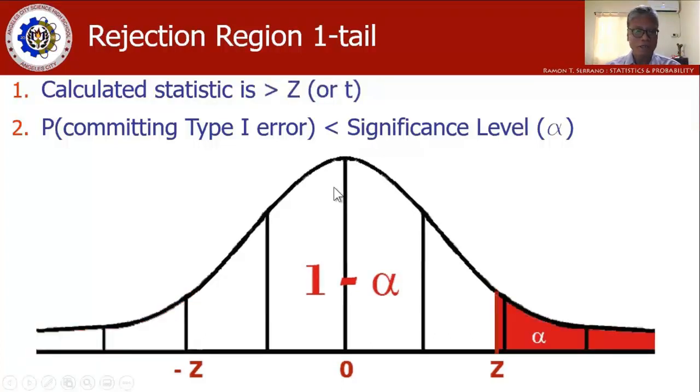And also if it's on the right side, if the calculated statistic is greater than the z, it falls somewhere here on the red area, or the probability of committing a type 1 error, again, is less than the significance level, then it falls within this area, and therefore you will reject. So you now have different rejection regions depending on whether it's two-tailed or one-tailed.